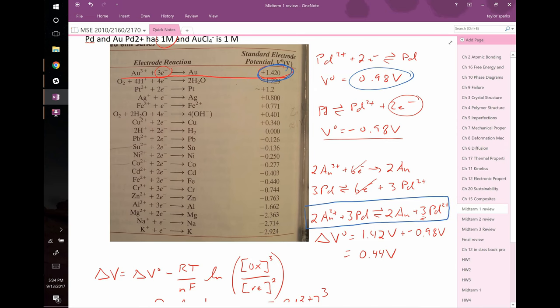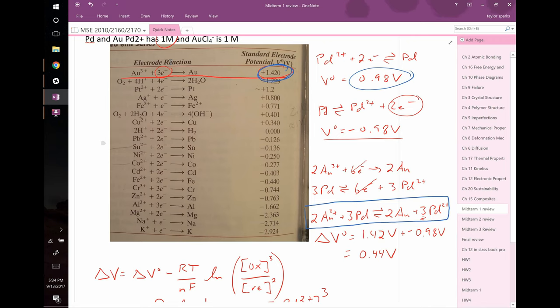I guess the question is then, why in the problem statement did I have a different delta V for gold chloride as opposed to this when it's the same oxidation state? It could be that I just messed up when I wrote the question, or I made something up. I don't know. I will try to get to the bottom of it and get you an answer by next class. Other questions I can do on this?